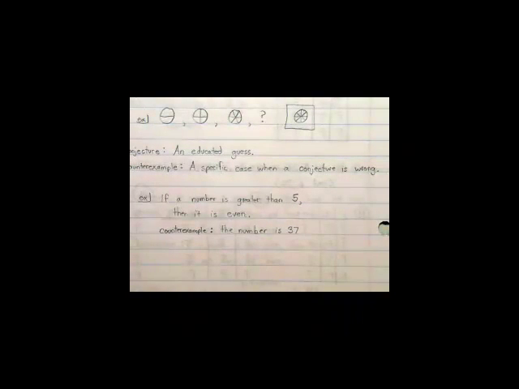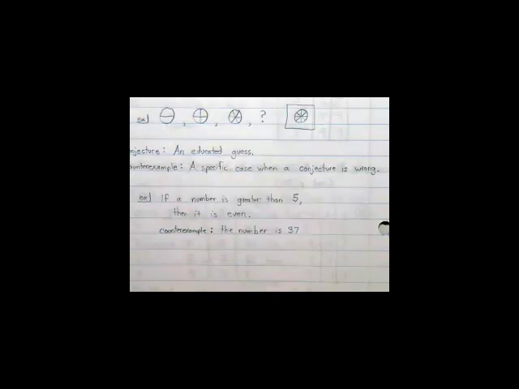Giving a specific case where the conjecture is wrong means that conjecture is not true. The conjecture that they must be even numbers? Well, what about the number 37? Oh, right. Yep. That doesn't work.